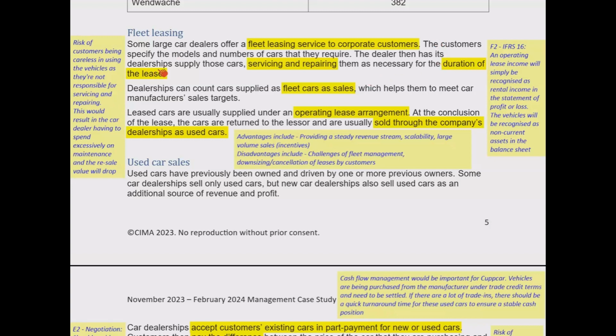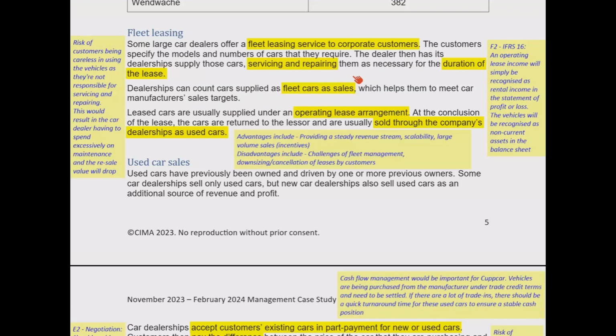Now, I'm thinking that this is a very big opportunity, and it tells us in the next little sentence that when it comes to the car manufacturers' incentives and sales bonuses, these fleet cars will count as sales in the normal way, sales of new cars. So that would be big volumes of cars counting towards those bonuses. And for me, that is a very positive, big opportunity.